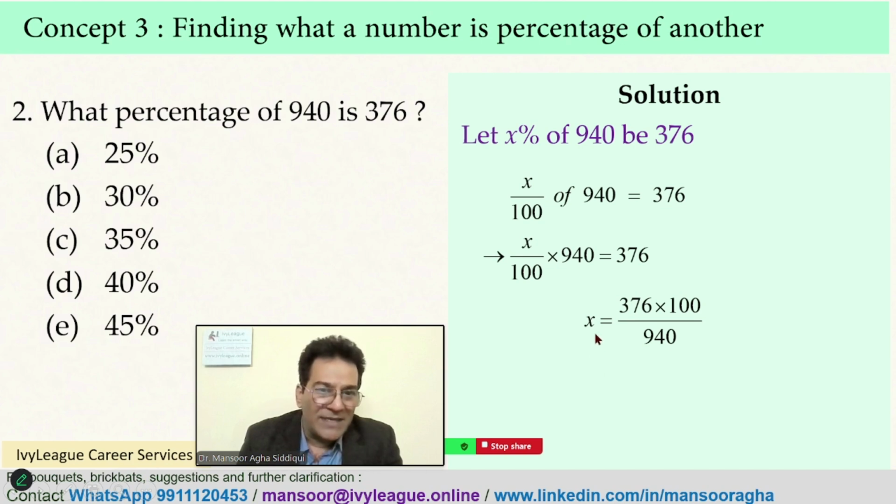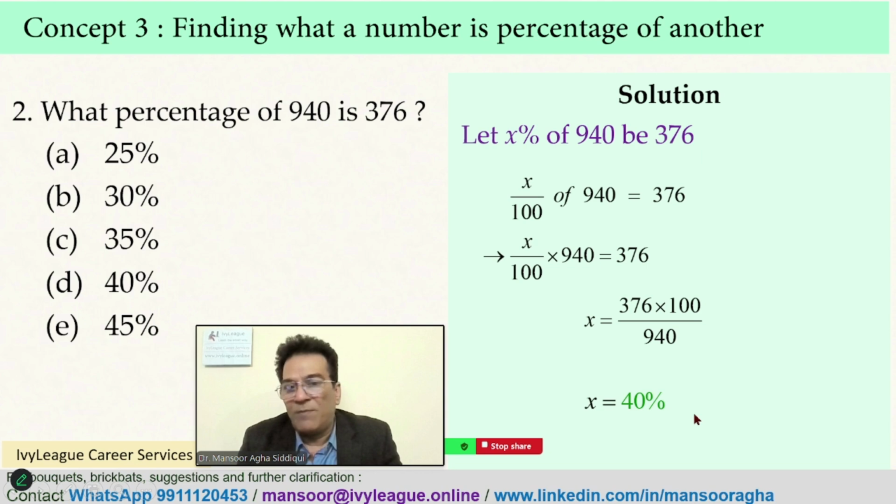So I will end up getting this kind of an equation where x is equal to this 376. This 100 will go up. So I'm multiplying it by 100. And this 940 will come down in the fraction, 940 here. As a result, when I simplify it further and I calculate out the answer, I will end up getting x equal to 40%. For people who think they are weak in mathematics, I want you to write down this question and the complete solution once, along with me.